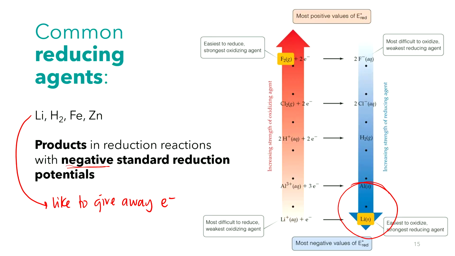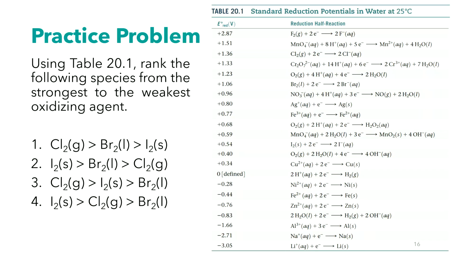All right, so a question might come at you like this, where I say, hey, of these three, rank them from the strongest to the weakest oxidizing agent. So the first step is to remind yourself, what does oxidizing agent mean? I am looking for the things most likely to take electrons. So they want to be reduced. In other words, these would be the things that are likely to be at the cathode.